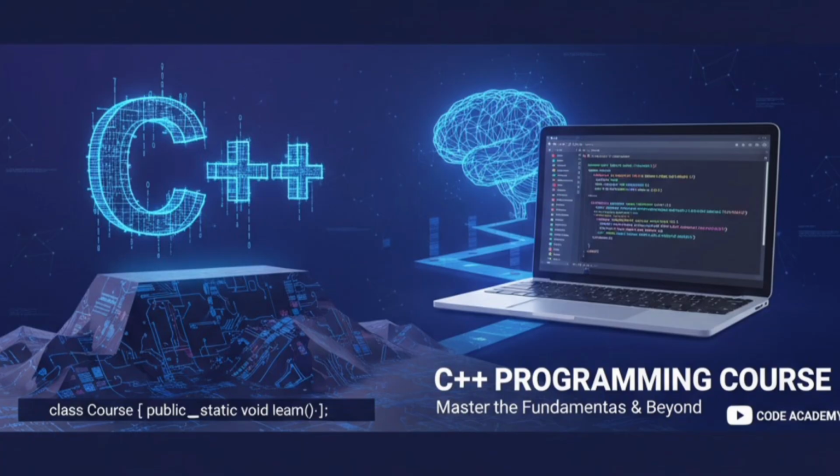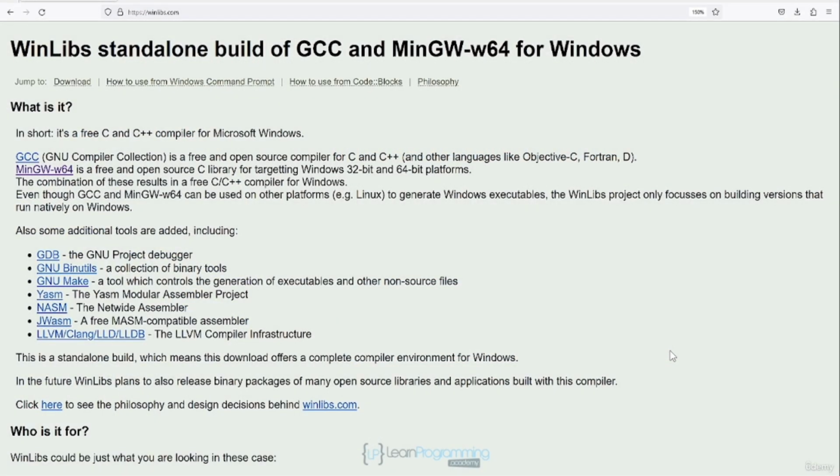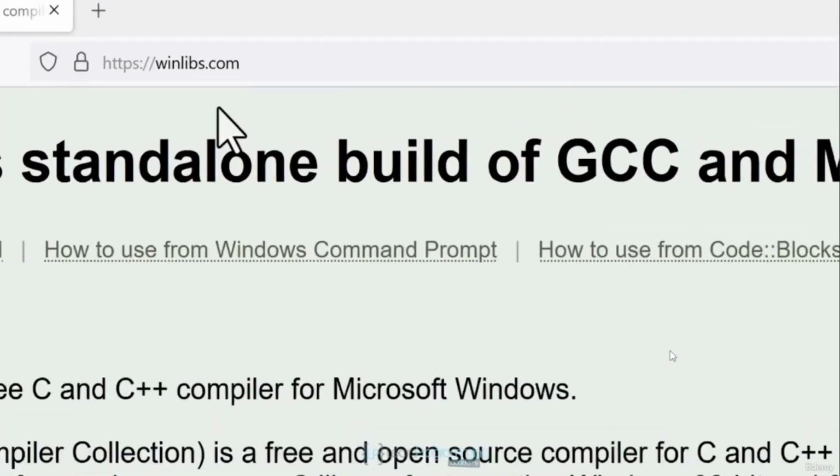This is the video that's going to show you how to install the MinGW64 compiler. I know there's been a lot of trouble with servers and VPNs and firewalls and all kinds of stuff, so hopefully this will help with that. So let's get started. Open up your favorite browser and head over to winlibs.com.